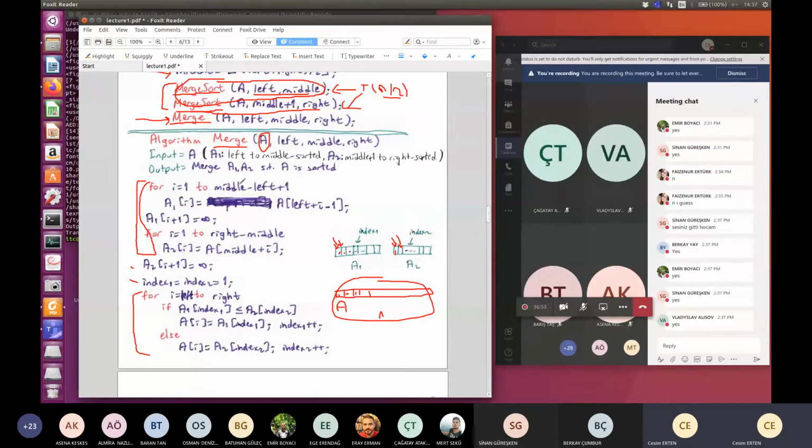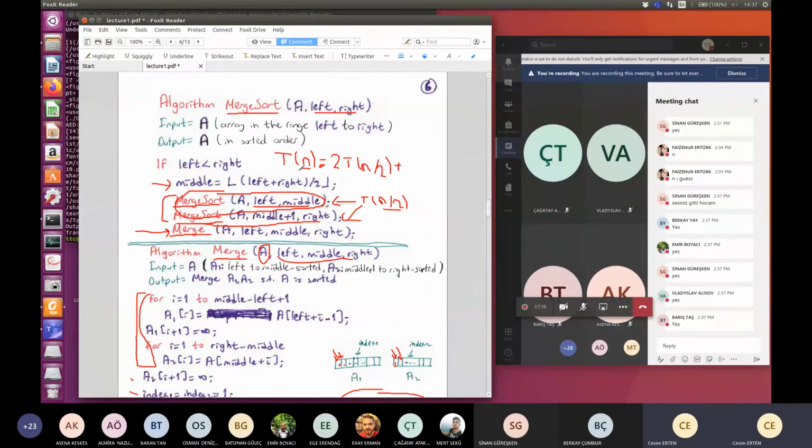Anyway, so these two initial for loops require some constant times and the last for loop requires some constant times n. So in total, we can say that the merge algorithm working on an input of size n will require some constant times n running time. So let's write that in our running time function for the merge sort algorithm. It was 2 times T of n divided by 2 for these recursive calls. And for the merge algorithm itself, it will require some constant C times n.